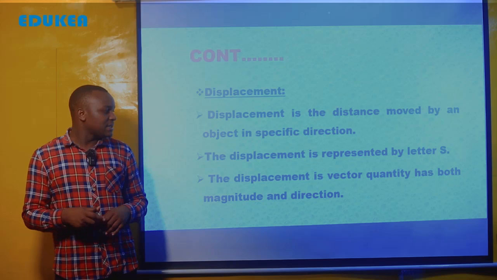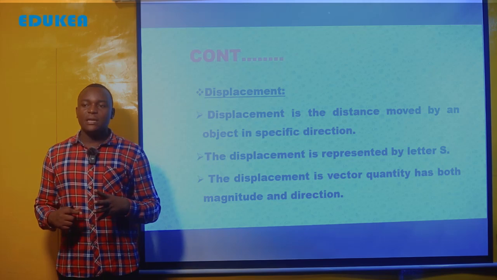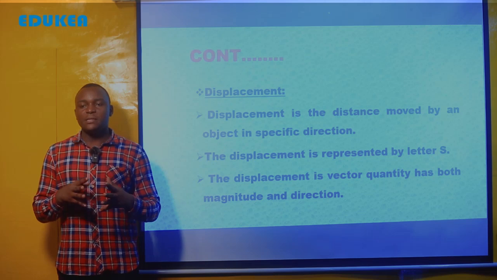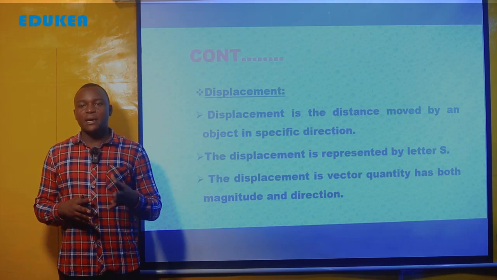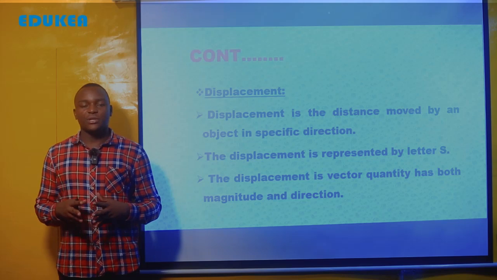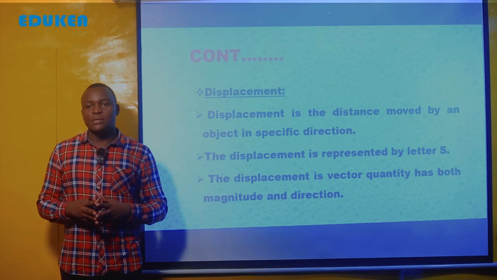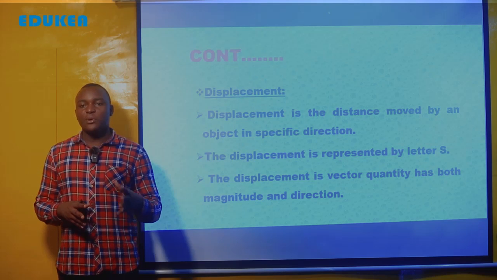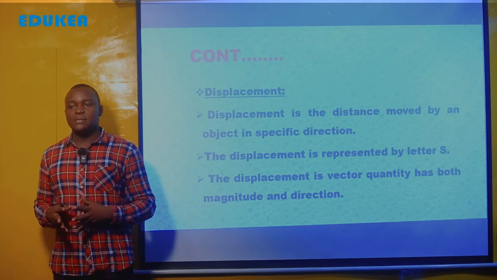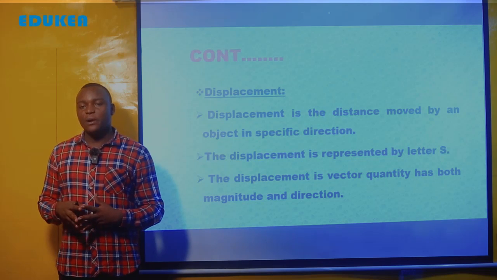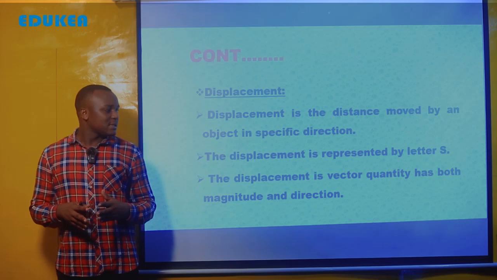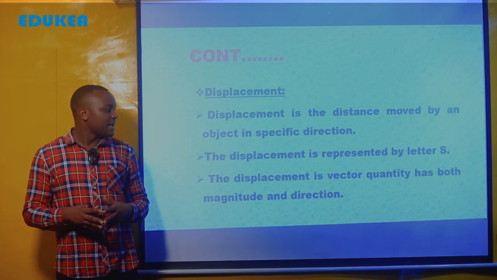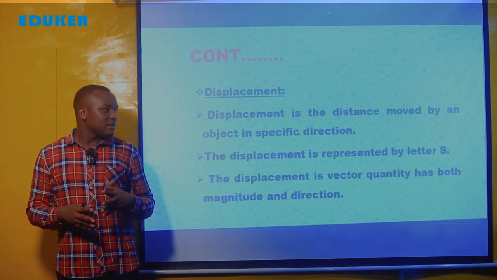Kwa nini displacement inakuwa ni vector quantity? Tunasema displacement ni vector quantity kwa sababu ina magnitude lakini pia ina direction, kwa sababu imemove with a certain magnitude but also in a certain direction. Kwa hiyo unaweza ukaulizwa ni upi utofauti wa distance na displacement. Utofauti ni kwamba distance is the path taken by an object, but displacement is the distance moved by an object in a specific direction.